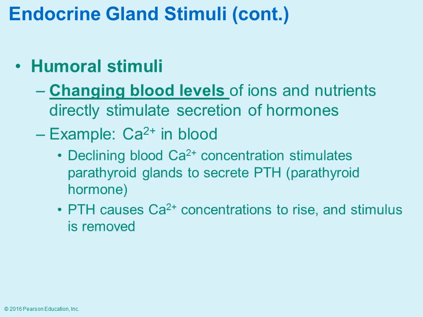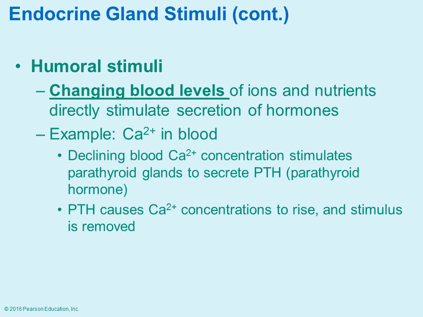The humoral stimuli have to do with changing blood levels of ions and nutrients. Such an example is calcium. Decreasing blood calcium concentration is going to stimulate the parathyroid gland to secrete parathyroid hormone. What is that hormone going to do? Ultimately, it's going to cause the calcium concentration to increase in the blood. Calcium is an ion, so as that concentration increases, that's going to inhibit the release of the parathyroid hormone.